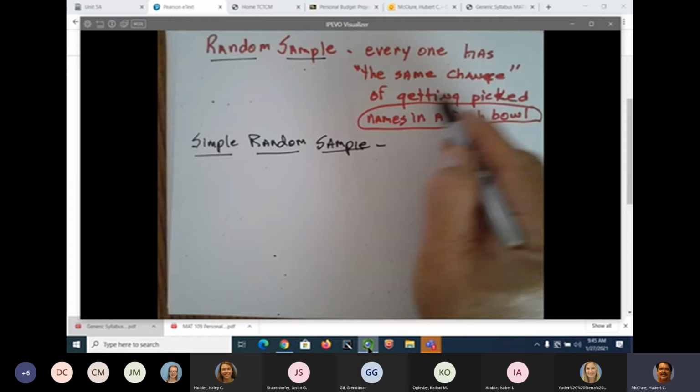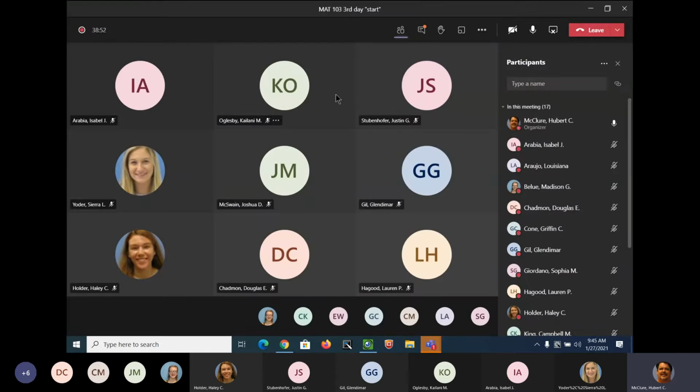Okay, let me give you an example. Does everybody see these three names right here? Arabia, Oglesby, and Stubenhofer. Everybody see those three names? All right, we're going to call this Group A. We're going to call Yoder, McSwain, and Gill Group B. We're going to call Holder, Chadman, and Haygood Group C.